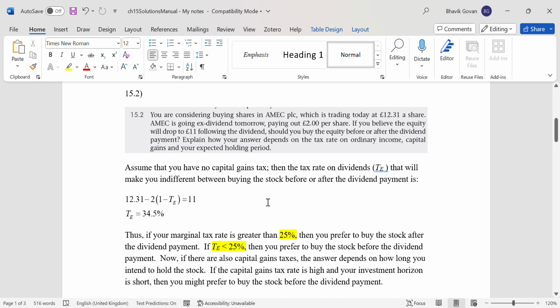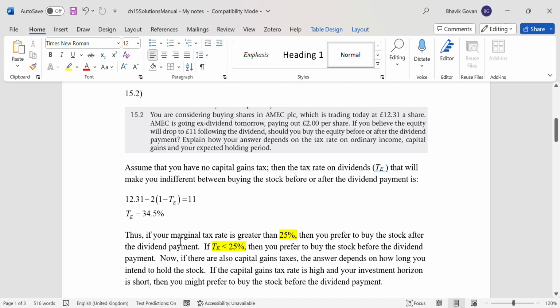So assume that you have no capital gain tax, then the tax rate on dividends, TE, that'll make you indifferent between buying the stock before or after the dividend payment is this. This is the equation we're working with: 12.31 minus your £2 dividends times 1 minus the tax rate on that dividends should equal 11, which is what we expect the price to be. Solving this, changing the subject of formula and solving for TE, we'll get a tax rate of 34.5%.